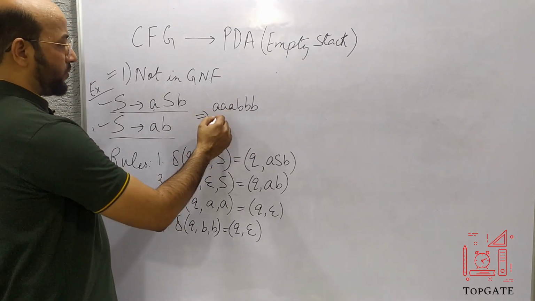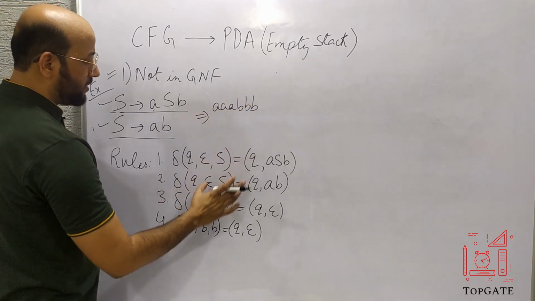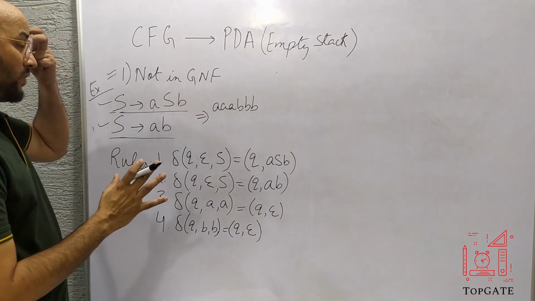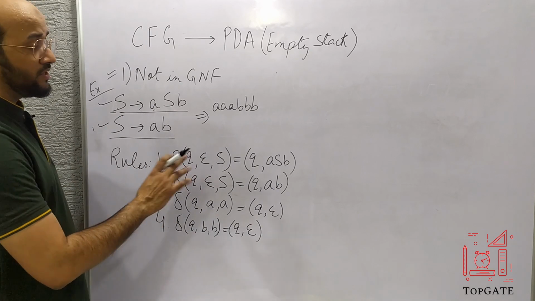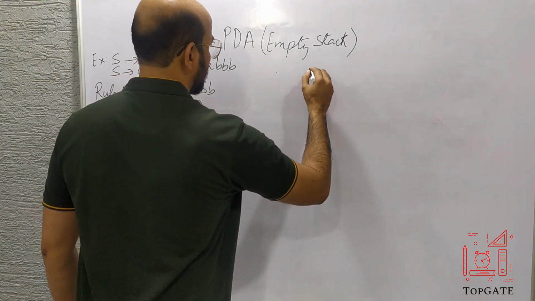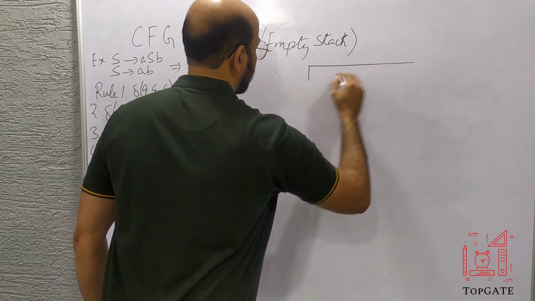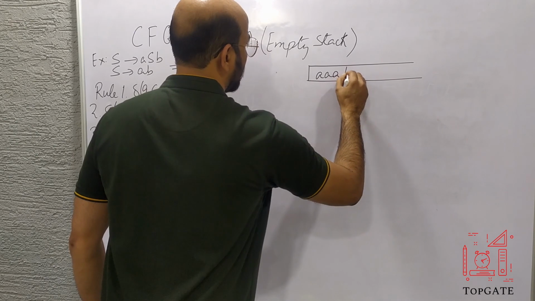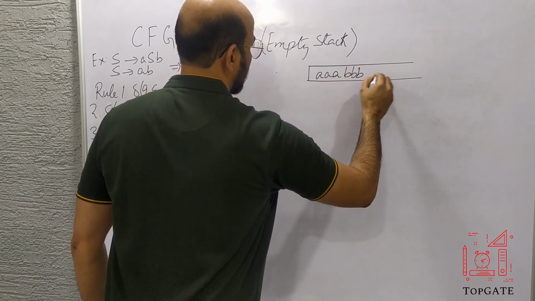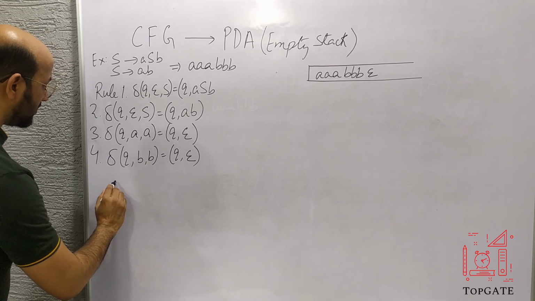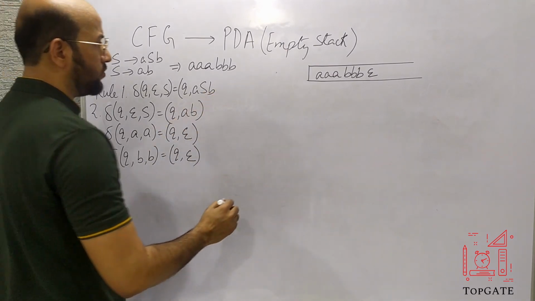So I'll take this string and try to accept this string with these rules. If it is accepted, then whatever rules we have written are absolutely correct. So let's take this string. We have this input tape. In the input tape we have triple A, triple B followed by epsilon. Here I will take a pointer.